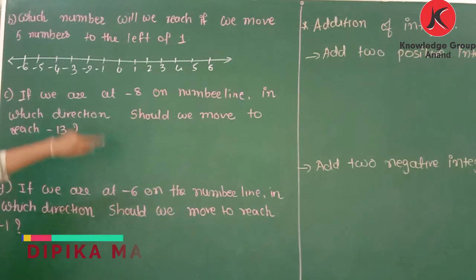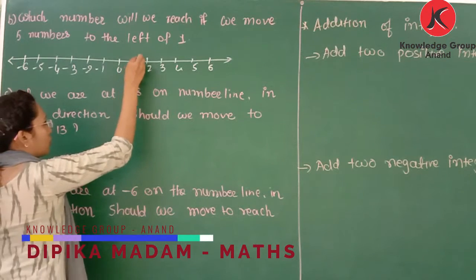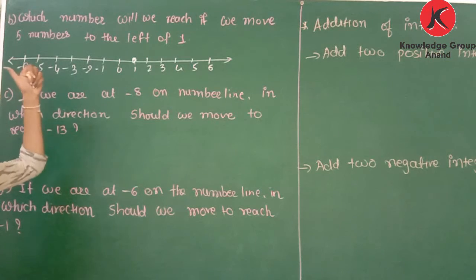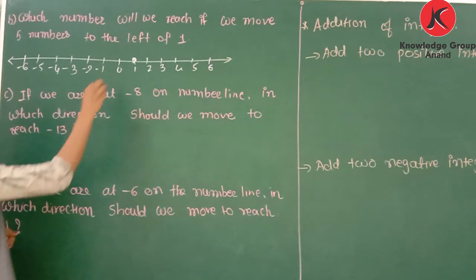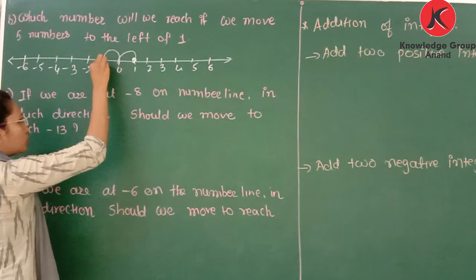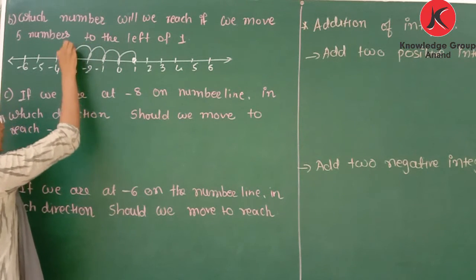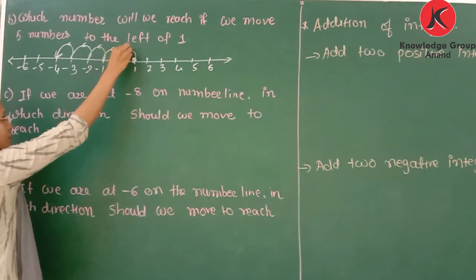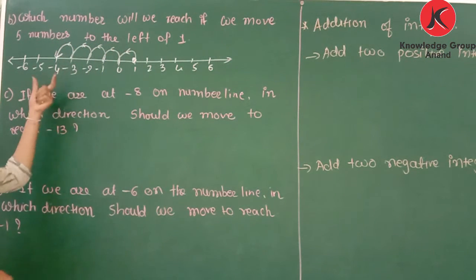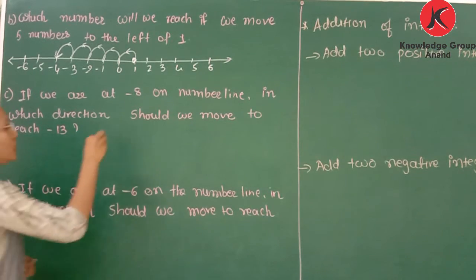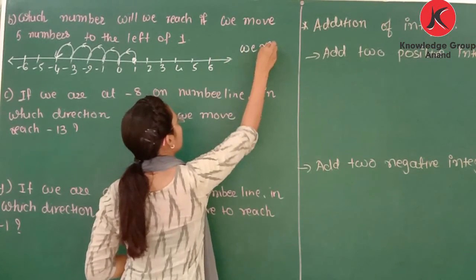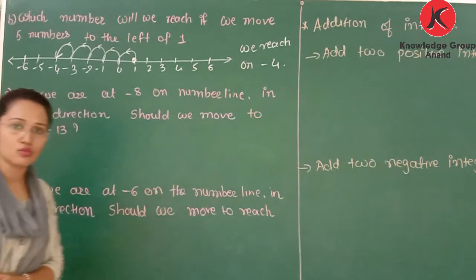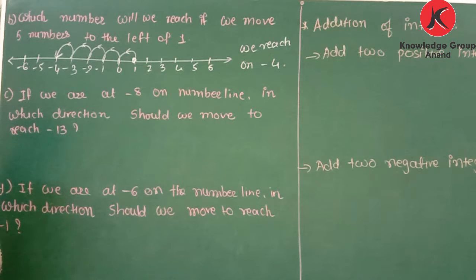So now from 1 we need to move. Here it is 1. Move to the left side. How many steps? 5 steps. So let's start: 1, 2, 3, 4 and 5. This direction represents that we are moving on the left side. And after 5 steps we reach minus 4. So we reach minus 4 if we move 5 steps from 1 to the left side.